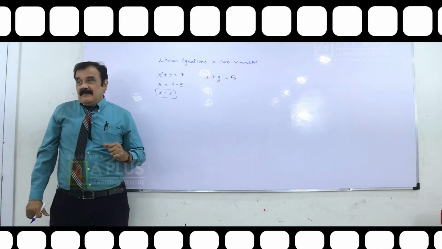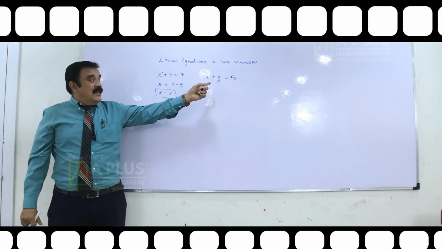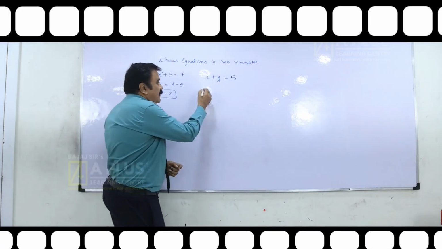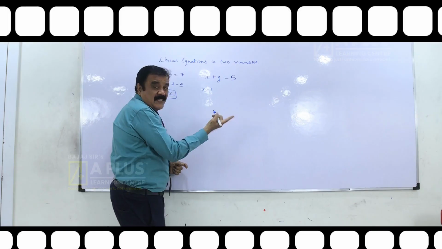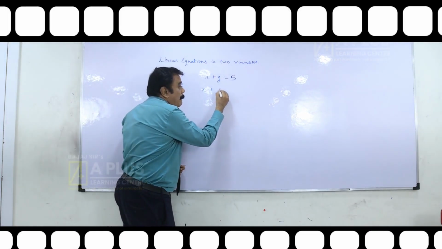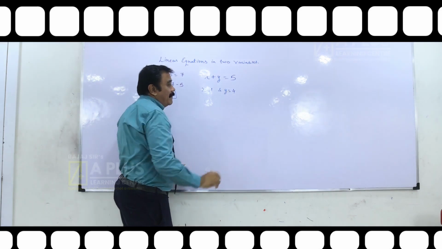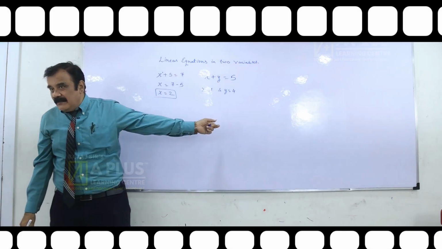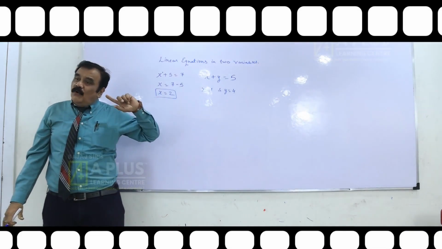And if I ask you what is the value of x? Here you got x is equal to 2. If I ask you here, what is the value of x? So you can say x is 1. So if I say x is 1, what is y? What will be y? y will be 4. Yes or no? Then only it will satisfy the equation. So can I say only this is the answer?